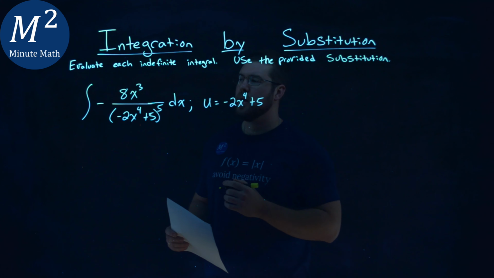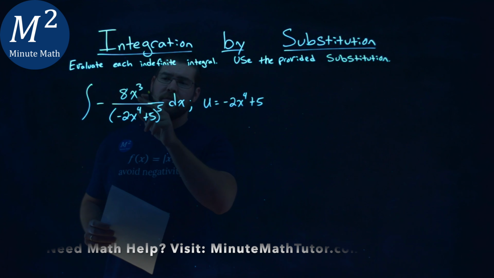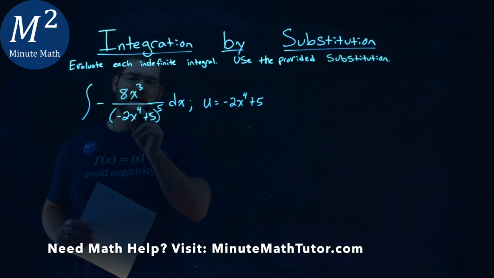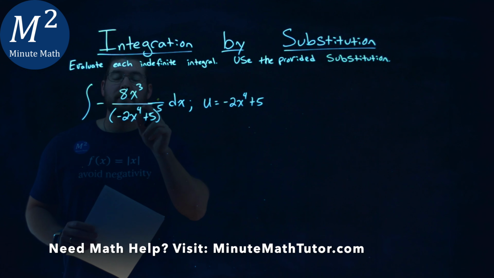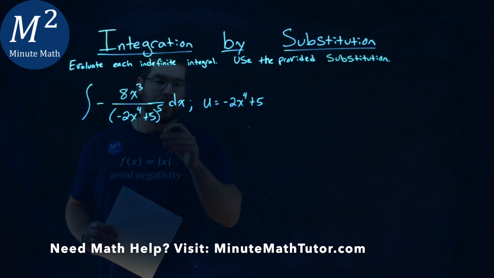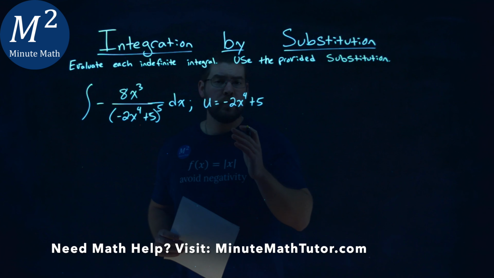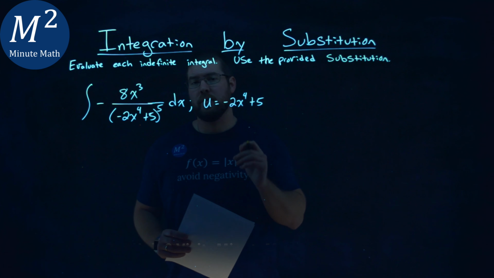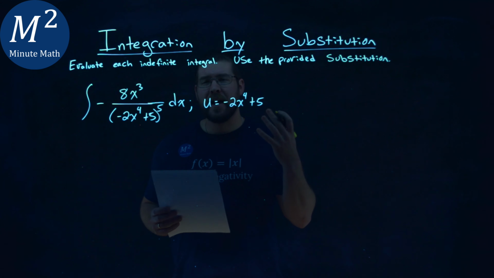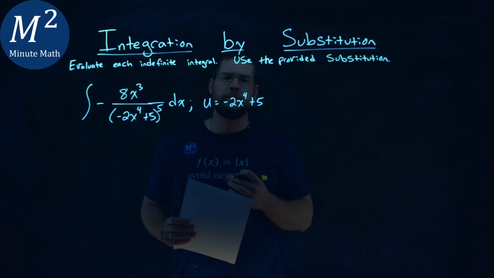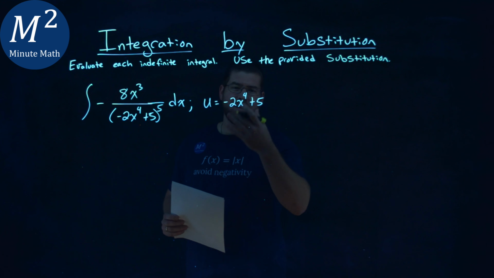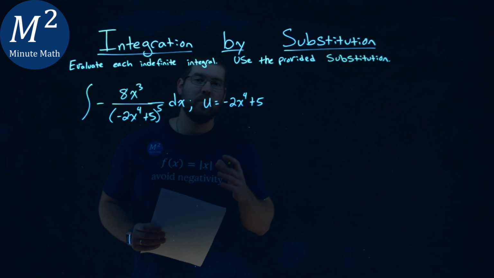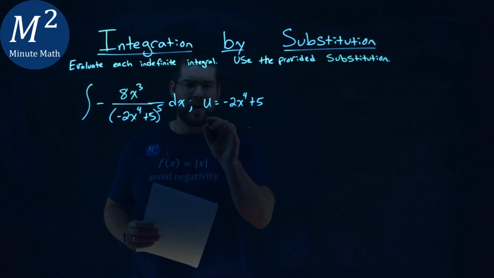We're given this problem right here, the integral of negative 8x to the third power over, in parentheses on the bottom, negative 2x to the fourth plus 5 to the fifth power dx. And we're given a u value here of negative 2x to the fourth plus 5, and we have to evaluate this indefinite integral. Now the first thing I notice here is that since they gave us the u value, we need to find our du afterwards.